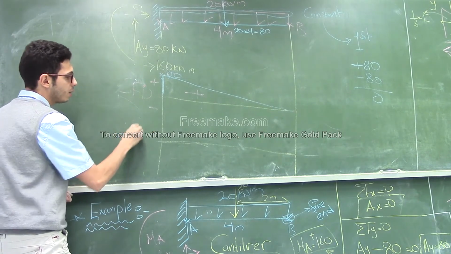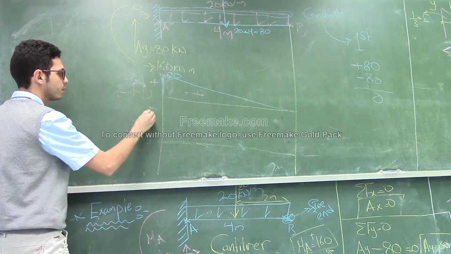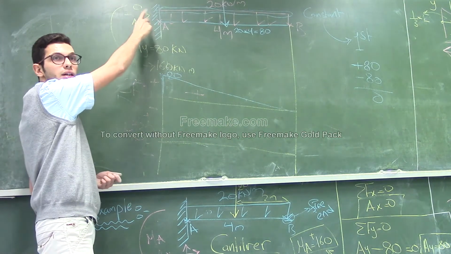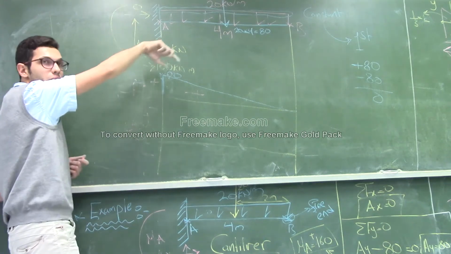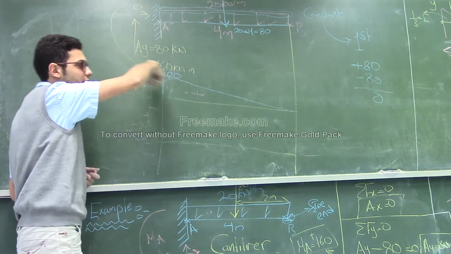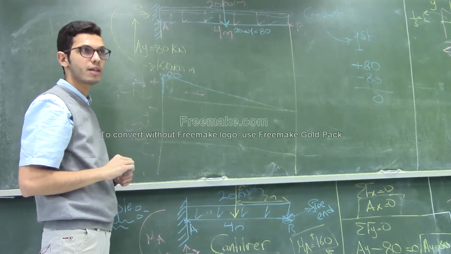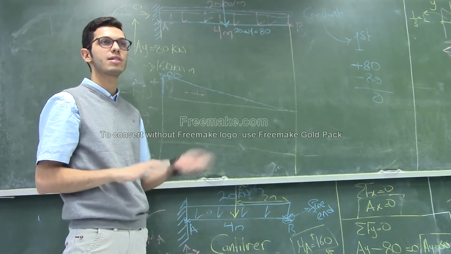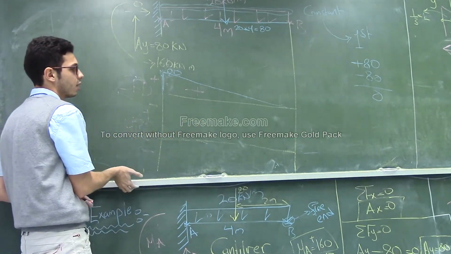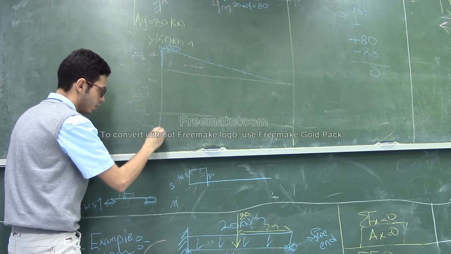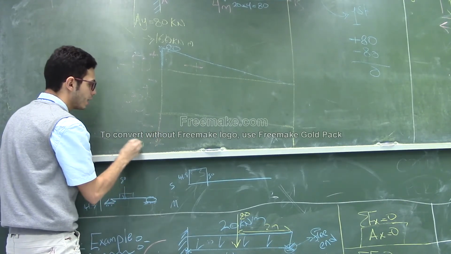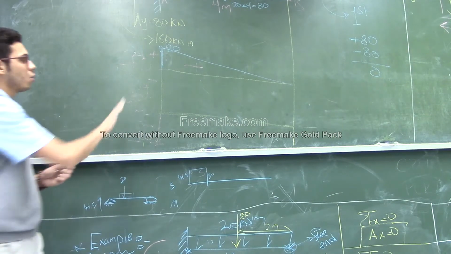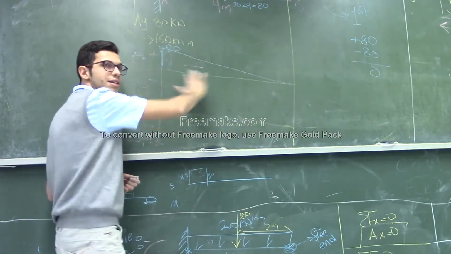Now we should calculate the bending moment diagram. Positive and negative. Now at the point A, I have a moment of 160, and this 160 is counterclockwise. That means it's negative, right? So I should start here with minus 160.